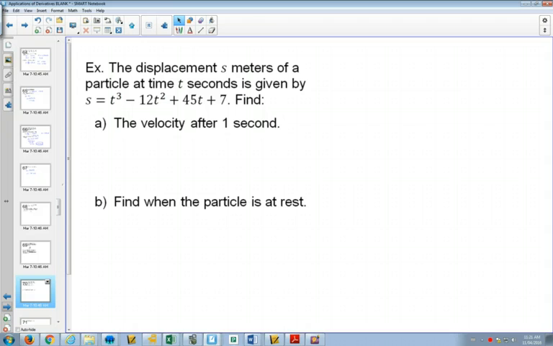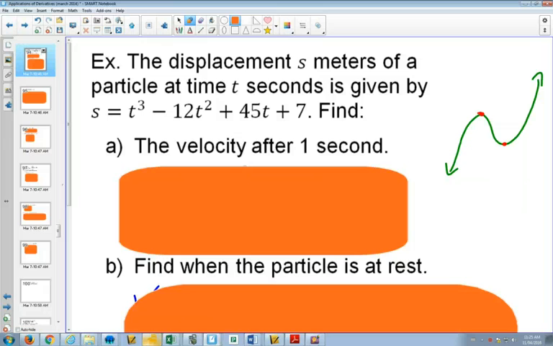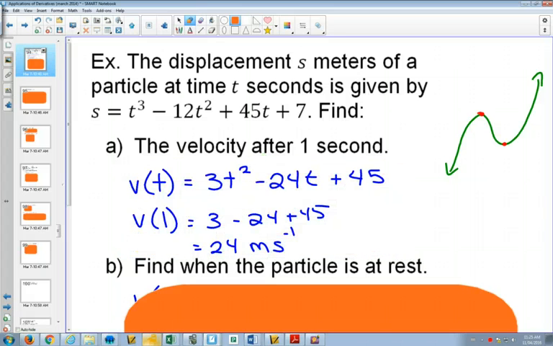So I'd like you to try this one on your own. I'll put up the answers in a second. So our velocity is going to equal the derivative. Once you've taken the derivative and plugged in when time is 1, you'll get 24 meters per second, which you can write as either m/s like this, or m·s⁻¹ like that. Either way is fine.